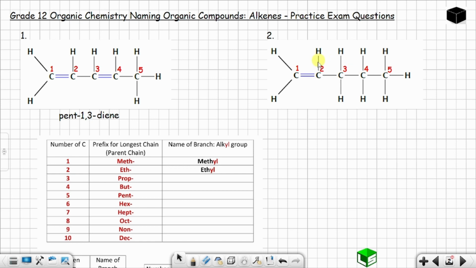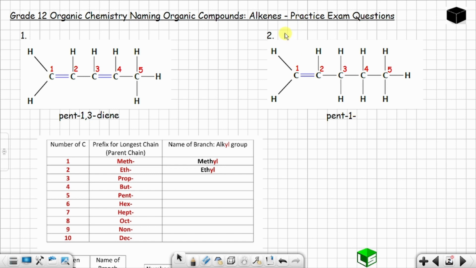Okay, let's name this organic compound. So the parent chain is made up of how many carbon atoms? 5. You are going to use the prefix pent again. So it will be pent like this. And then you have the double bond on carbon number 1. We can see that. So it will be 1 like this, because there is a double bond on carbon number 1 like this.